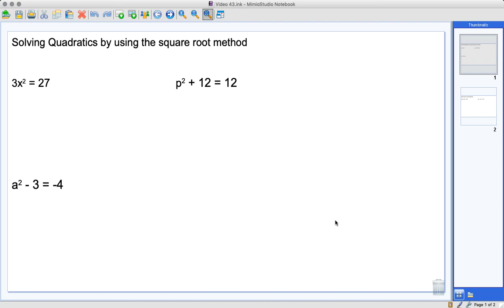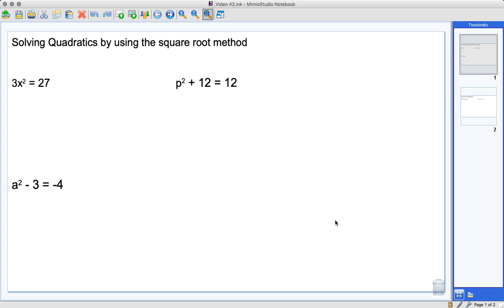All right, so the next couple sections are going to talk about how to solve quadratics. We actually learned one method to solve quadratics last chapter. That was factoring, so you already know one way to solve. Today what we're going to talk about is solving quadratics using the square root method.